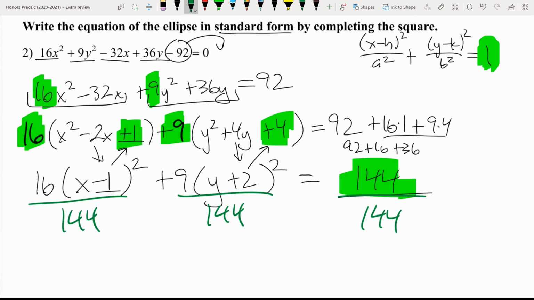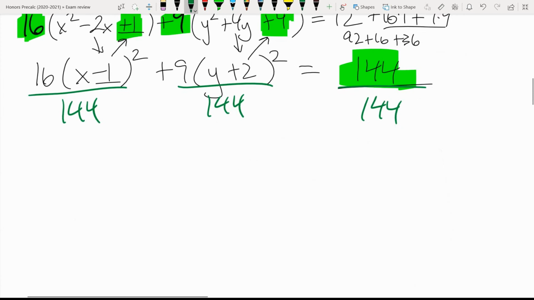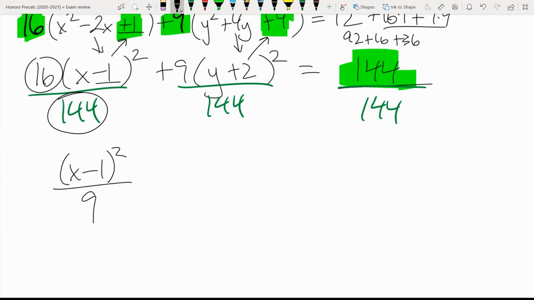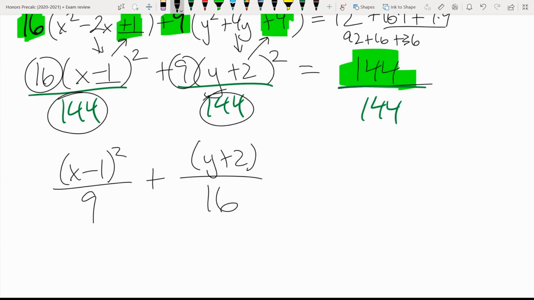144. So it turns out, when we do that, 16 over 144 reduces into x minus 1 squared over 9. 16 144ths is 9. And then 9 over 144 is 16. Okay? In other words, 9 times 16 is 144, if that makes sense. Then y plus 2 squared on top. And now I have equals 1 over here.